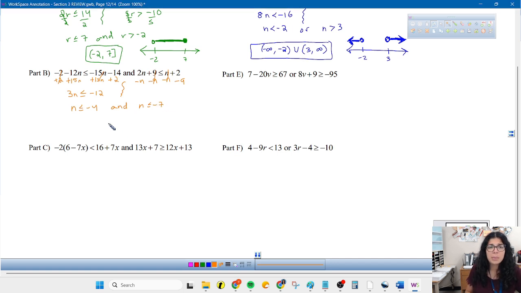So if we're thinking about the numbers that are both less than negative 7 and less than negative 4, those would be the numbers that are less than or equal to negative 7. Because all of the numbers that are less than or equal to negative 7 are included in less than or equal to negative 4, but not all of the numbers that are less than or equal to negative 4 are included in less than or equal to negative 7. So the solution here is just negative infinity to negative 7, with a close bracket on negative 7, since negative 7 is included.